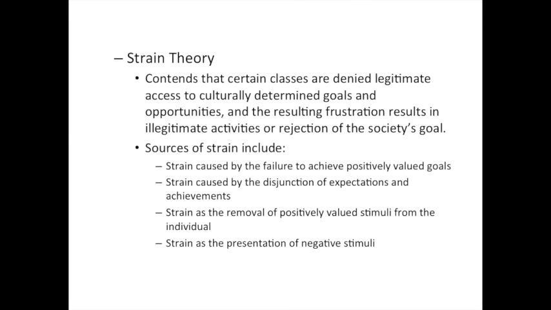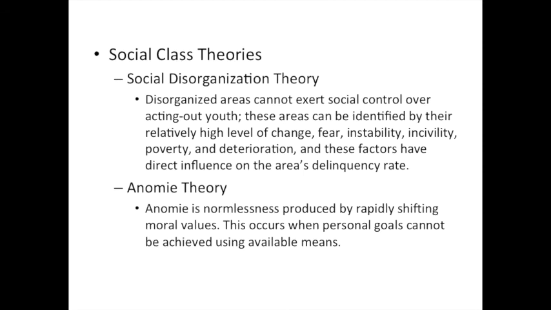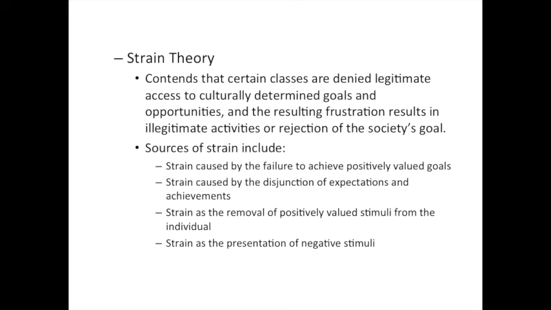Now, if they are presented with a negative stimulus, if they are given an idea like, why not sell drugs? Then you earn money, and then you go back to a good life. That's how it is. But in anomie, the cause is the shift of his values from positive to negative. That is the cause. In strain, it is the frustration he feels for belonging to a class that is denied legitimate access.